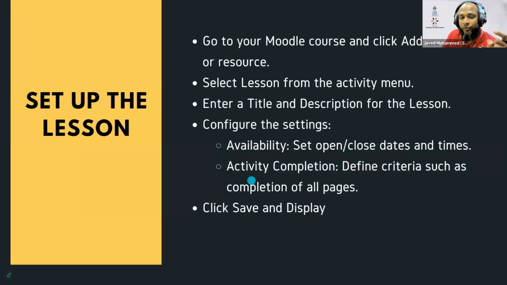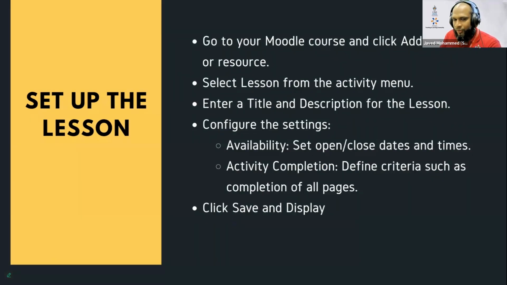Some of you may not see activity completion, and the reason why you're not seeing it is because in the course settings, it is turned off. You need to turn that on in order for it to be presented throughout the development of your course. All right, and then you save and display. When you save and display, that's where the creation starts. That's where you'll be presented with your blank canvas, and you have to start creating your masterpiece.